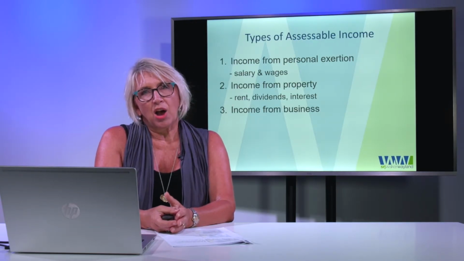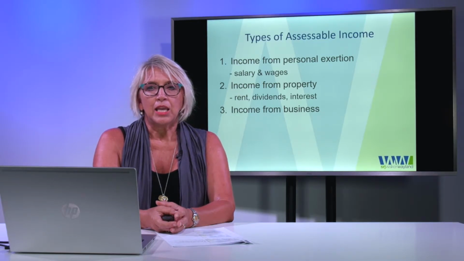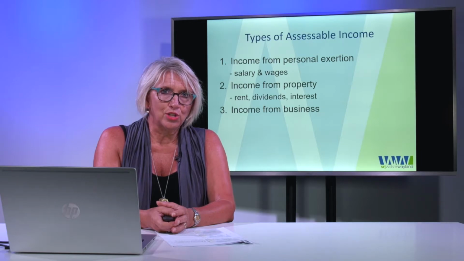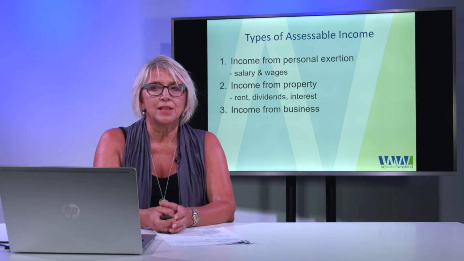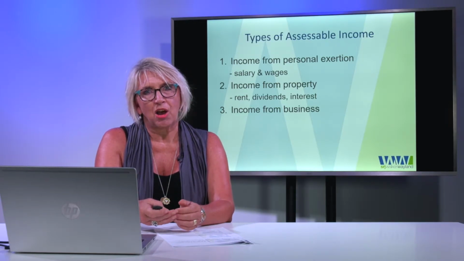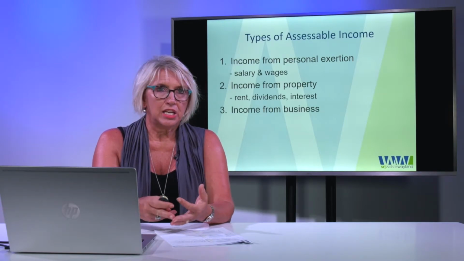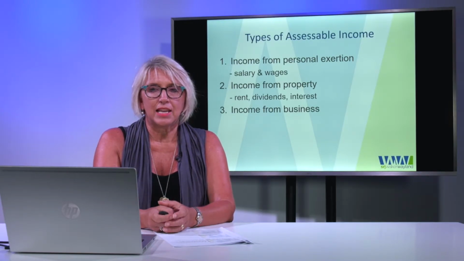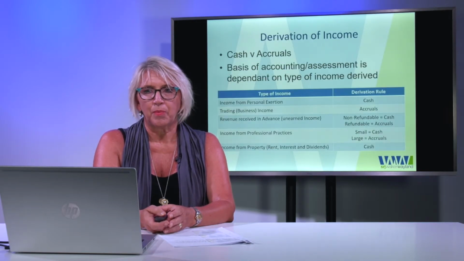So the key types of assessable income that you would look at including in your taxable income is income from personal exertion, which is our salary and wage type income and tips and bonuses and things. Then we'll have our income from property. And there are three key types. Things such as rent, dividends, and interest, what we classify as income from property. And then we will have income from businesses.